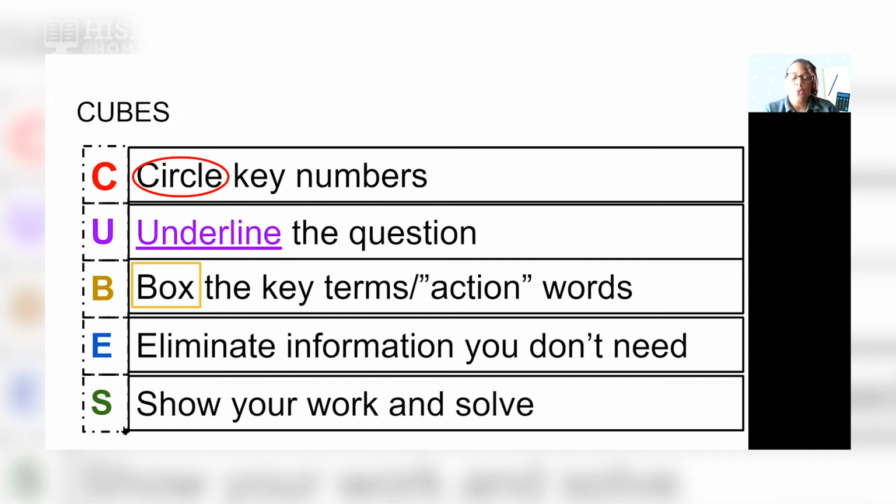U stands for underline the question. The B stands for box the key terms or action words. E stands for eliminate information you don't need. And the S stands for show your work and solve. So when we're going through these problems, boys and girls, you're going to circle the key numbers, underline your question in the word problem, box the key terms or action words, eliminate information we don't need, and show our work and solve.